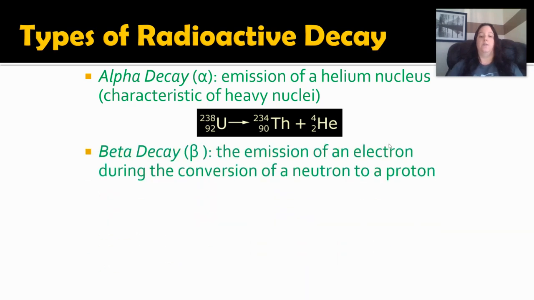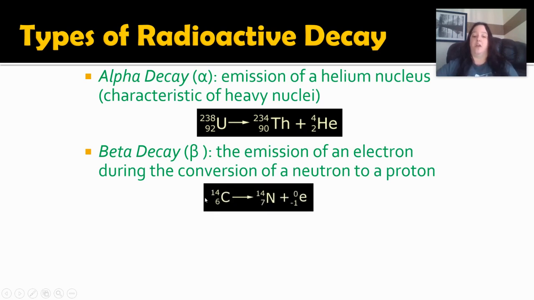The second type is going to be beta decay. This is going to be the emission of an electron during the conversion of a neutron to a proton. Well, we weren't really talking about electrons, but in this, it's how it's indicated. Instead of using the symbol for beta, which looks like a weird B, they're going to use an electron, so they're going to use an e instead.